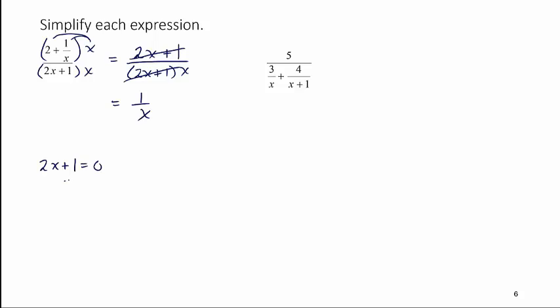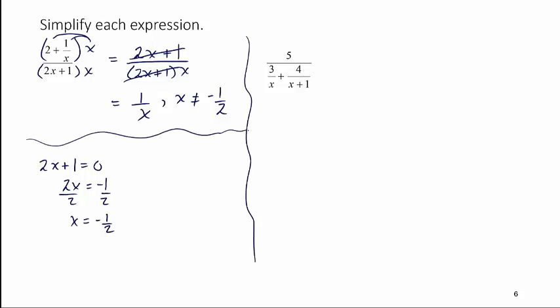So what makes that 0? Subtract 1 from both sides, divide both sides by 2. x is equal to negative 1/2 when we set that factor of 2x plus 1 equal to 0. So we'd have to say x can't be negative 1/2. That would be our hidden domain restriction.